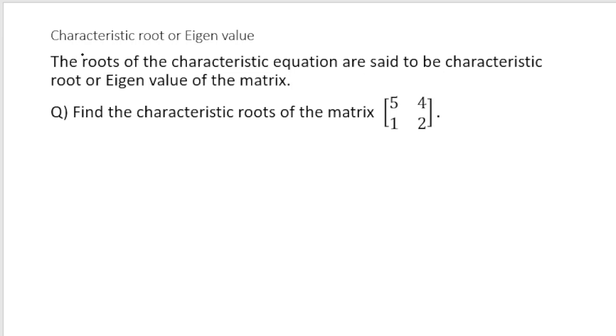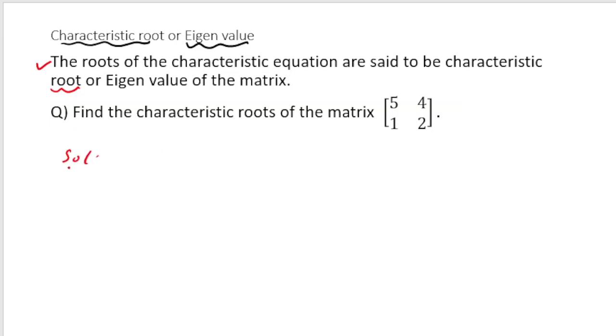Now what is the characteristic root or eigenvalue? As we know, the moment we have the characteristic equation, we can solve it to get the values of lambda. The roots of the characteristic equation are said to be the characteristic roots or eigenvalues of the matrix. Now, how do we find the characteristic roots of this matrix?